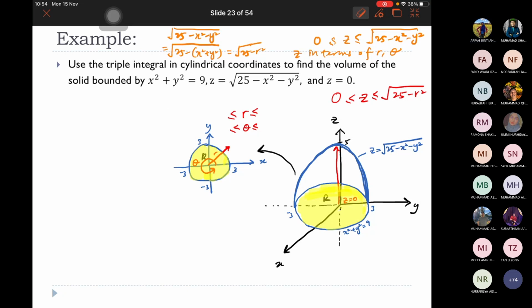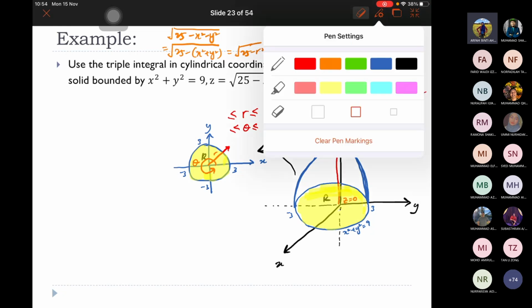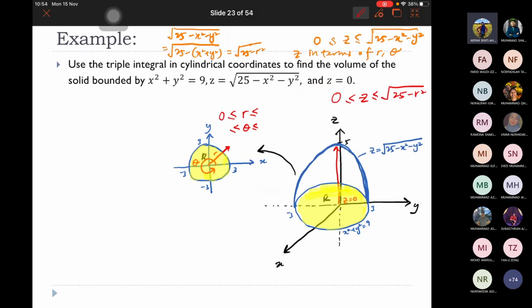Anyone? R from where to where? R adalah radius. Kosong sampai? Tiga. Tiga, betul. Kosong sampai tiga. Okay, theta? Berapa? In term of radian. Kosong hingga dua pi. Ya, betul. Okay, sebab bulatan dia tu full. So, theta will be kosong sampai dua pi.